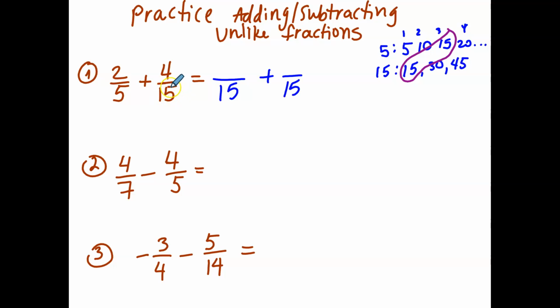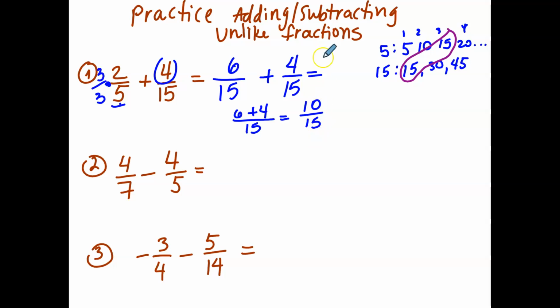The second fraction has denominator 15, so the numerator will not change, 4. The first fraction has denominator 5. To get from 5 to 15, we need to multiply 5 by 3. But remember, whatever we do with the denominator, we have to do the same thing with the numerator. So we multiply it by 3 also. So the first fraction turns to 6/15. Now we can add 6 plus 4, keep the denominator, is equal to 10/15.